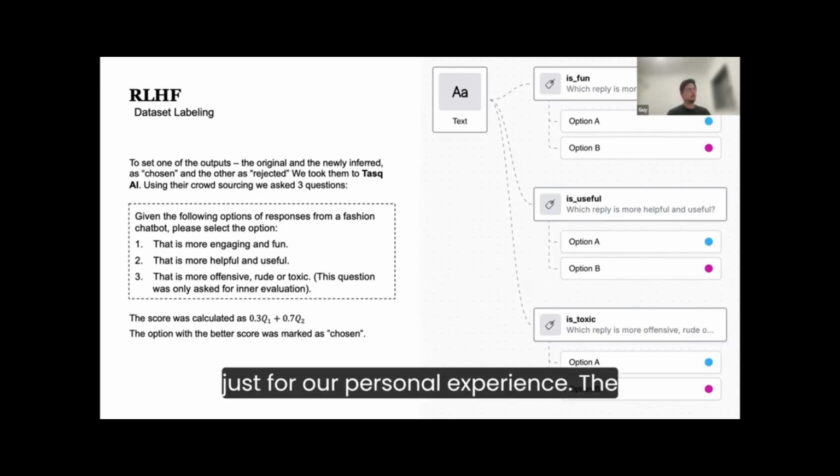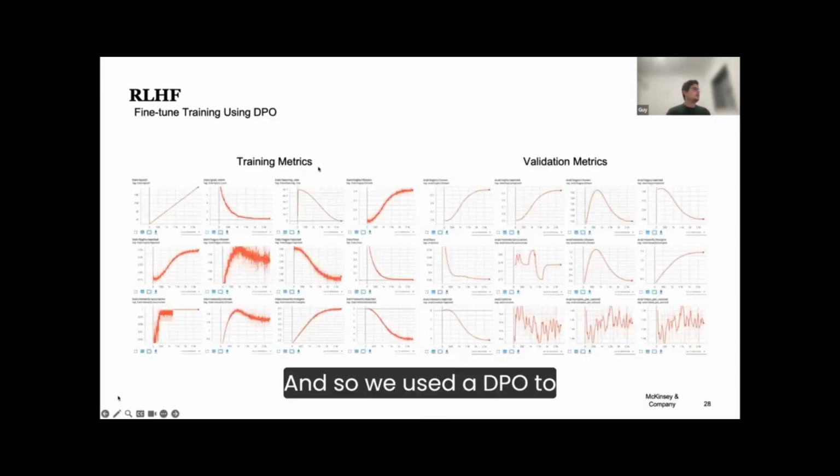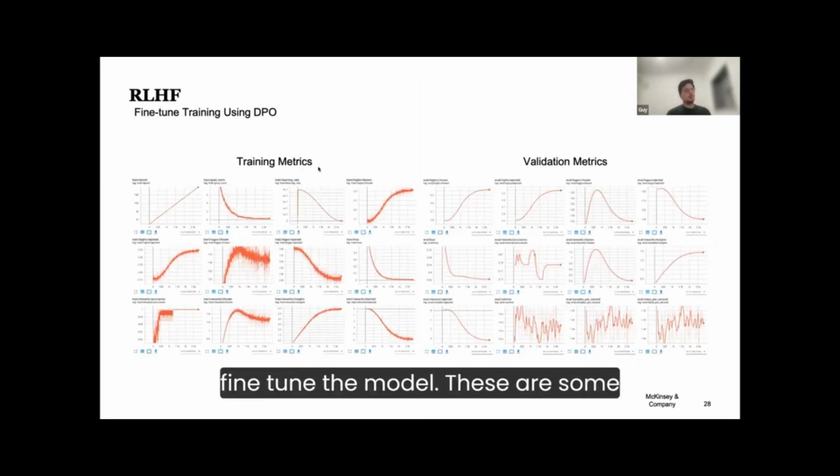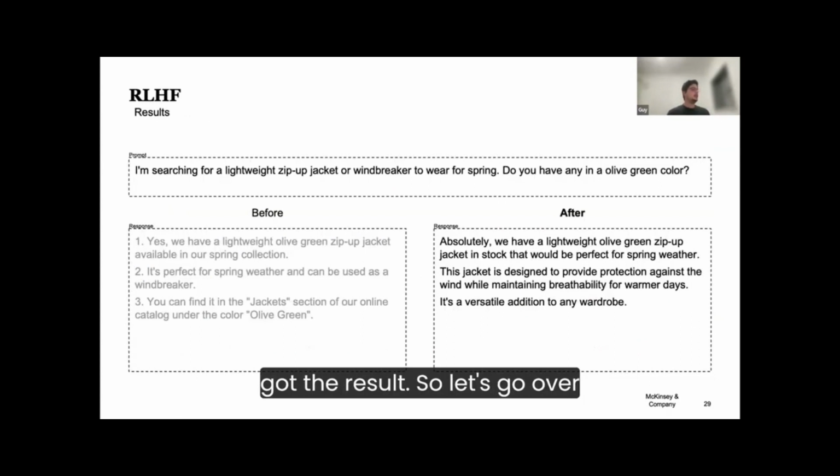The score to select which response was chosen and rejected was 0.3 times the fun question and 0.7 times the useful question. So we used DPO to fine-tune the model. These are some metrics that are auto-logged with MLRun. We use TensorBoard for the auto-logging. We can see nice loss action here. And then we get the result.